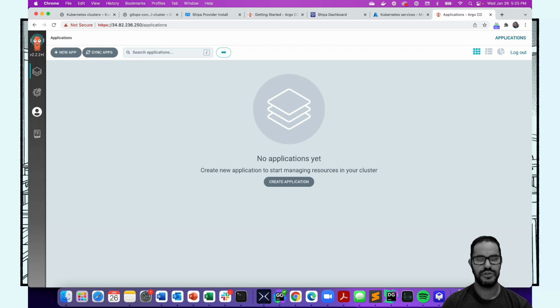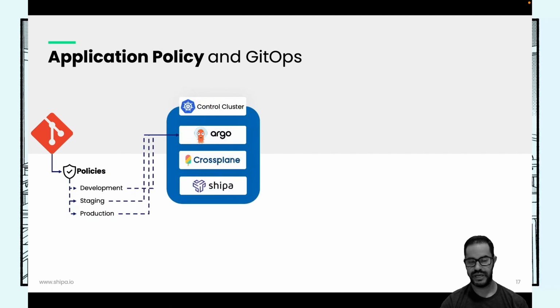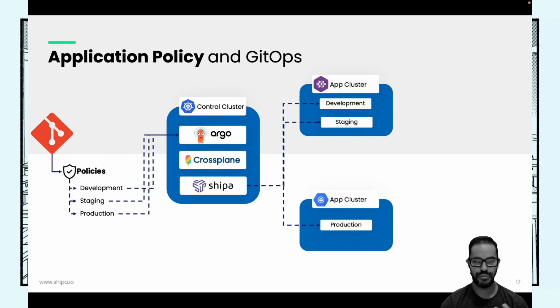Awesome. So the control cluster is created. Let's dig now into the policies and the structure around Git. As a quick refresher, we're going to have three policies: one called development, another staging, and another production. We already installed our control cluster, and we're going to be defining these three policies and binding them to two different clusters, right?